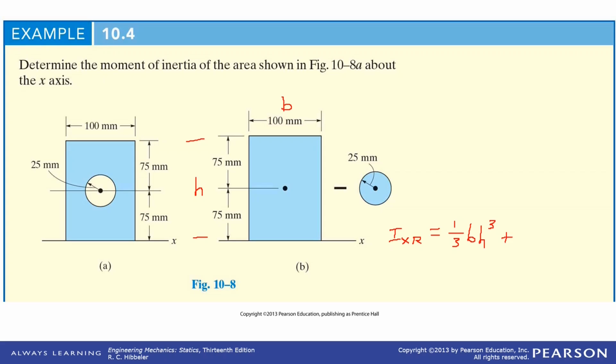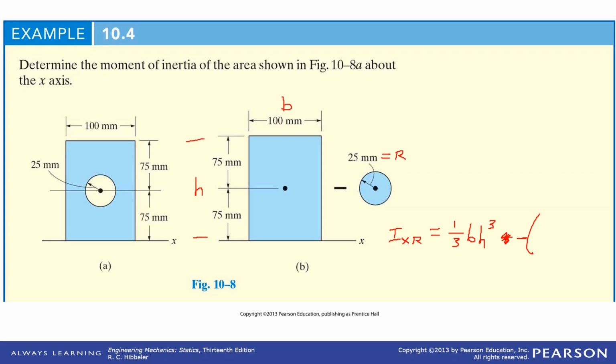Plus, now we have to use the parallel axis, or, scratch, negative. We're taking the circle out of the middle. So we subtract away that moment of inertia, and I'll call this R. And the moment of inertia is pi r squared over 4, as you'll recall from previously.